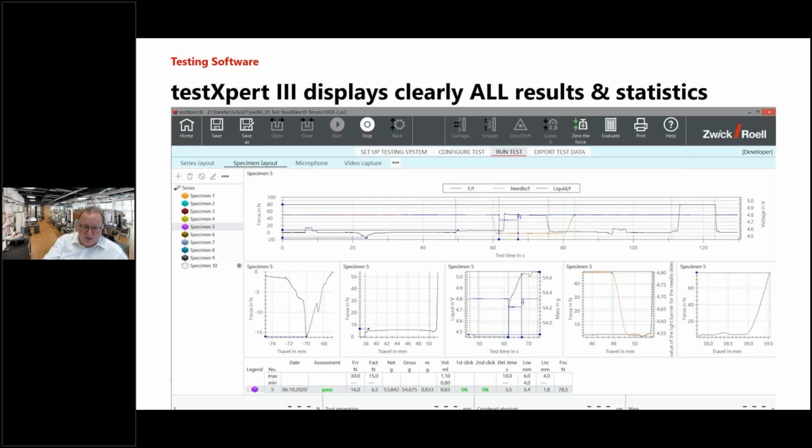And these can be easily configured also in the software. There's, I think, over 40 functions which can be modified, adapted to your actual test sequence. And the software is our industry standard testXpert, and this is used in all of our test systems across all applications. And I think this guarantees the high quality and security of the software itself.